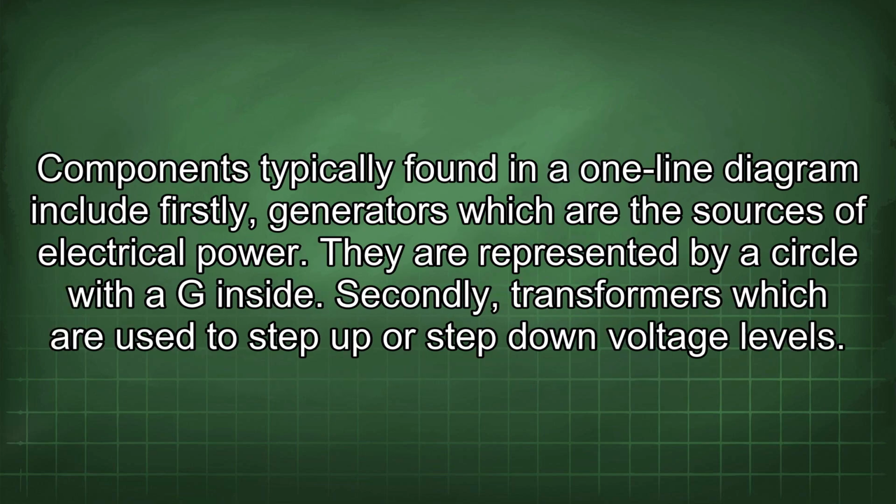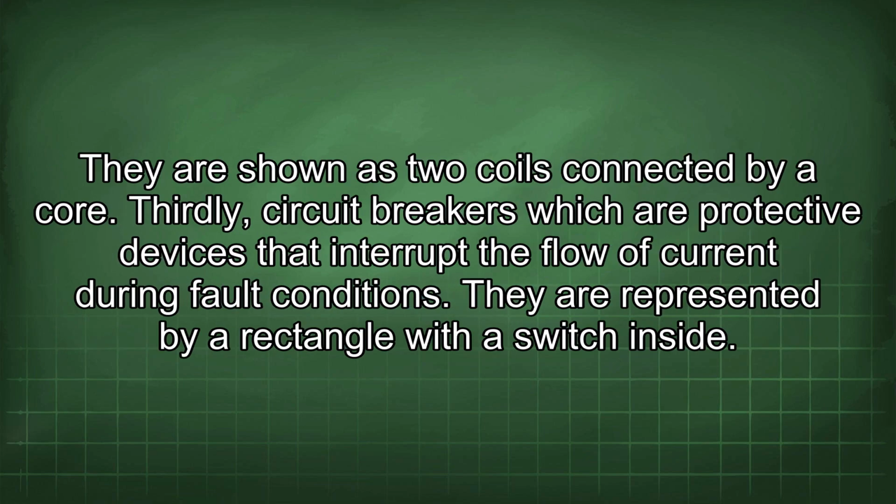Components typically found in a one-line diagram include, firstly, generators, which are the sources of electrical power. They are represented by a circle with a G inside. Secondly, transformers, which are used to step up or step down voltage levels. They are shown as two coils connected by a core. Thirdly, circuit breakers, which are protective devices that interrupt the flow of current during fault conditions. They are represented by a rectangle with a switch inside.